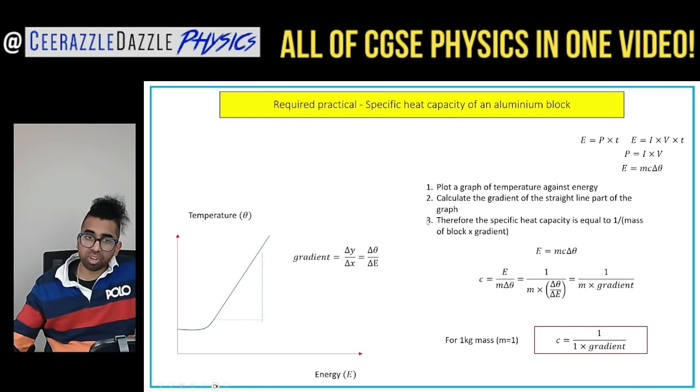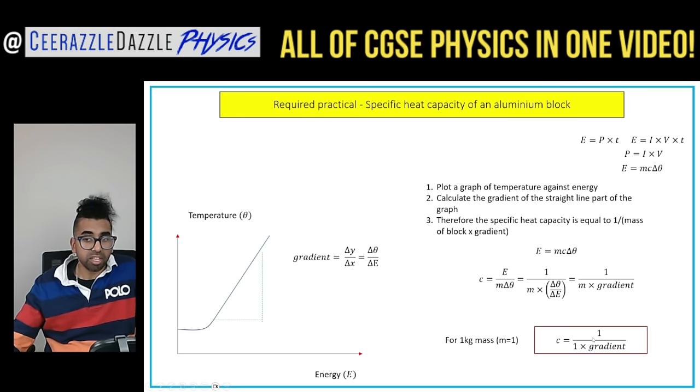Once you've plotted this graph, this is quite difficult. So first of all, look at our formula. We can see that energy is equal to mass times specific heat capacity times the temperature change. Your task is to work out the specific heat capacity. If you rearrange this formula, it becomes E divided by M delta theta. And then the gradient of this line is the change in temperature divided by the change in energy. So that's why this delta theta over delta E can go into this one over here. So we have 1 divided by the mass, and that represents the gradient of the line.